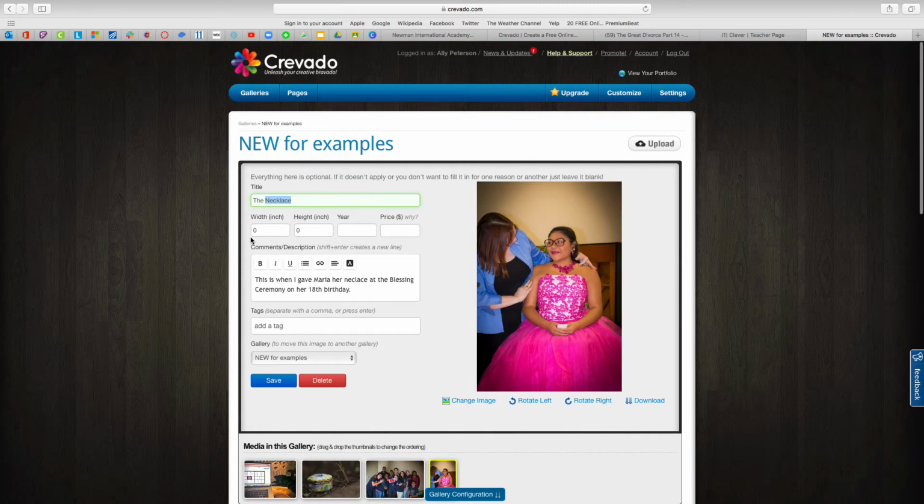After you pick the name, don't worry about the width and the height and the year and the price. You don't have to do any of that. You can if you want. Your choice. It's your portfolio. All right? Now, this is not even a good example, because this was not a project. I was just using this for what I'm doing right now, showing you how to do it.